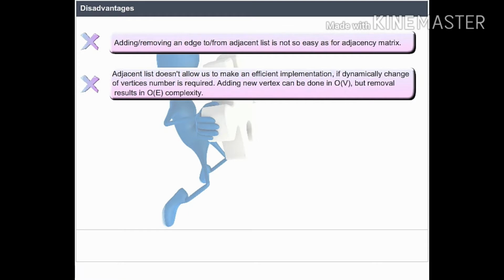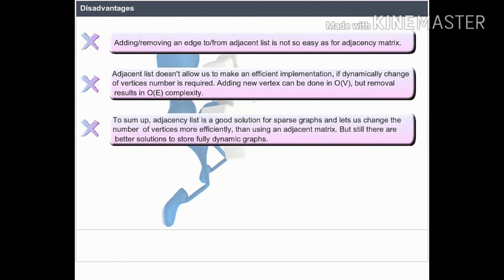Disadvantages. Adding or removing an edge to or from an adjacency list is not as easy as for an adjacency matrix. Adjacency list doesn't allow an efficient implementation if dynamically changing the number of vertices is required. Adding a new vertex can be done in O(V), but removal results in O(E) complexity. To sum up, adjacency list is a good solution for sparse graphs and lets us change the number of vertices more efficiently than using an adjacency matrix. But still, there are better solutions to store fully dynamic graphs.